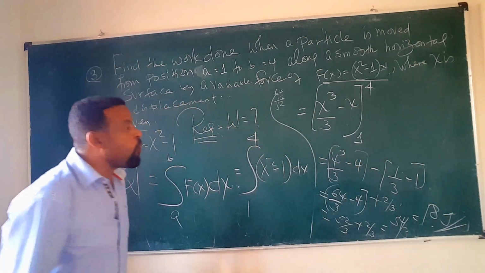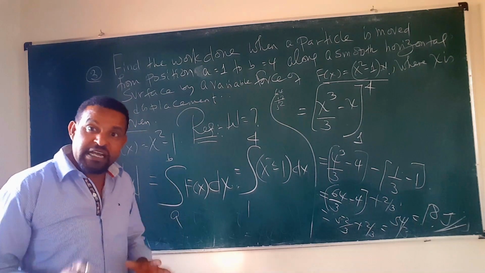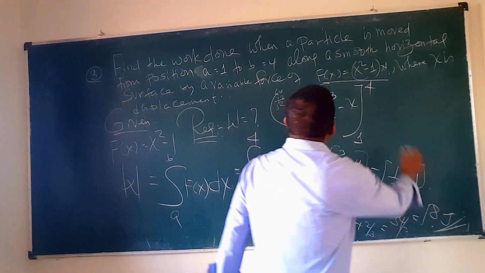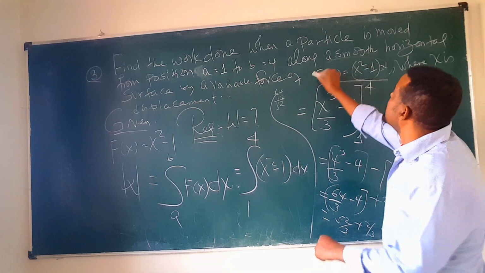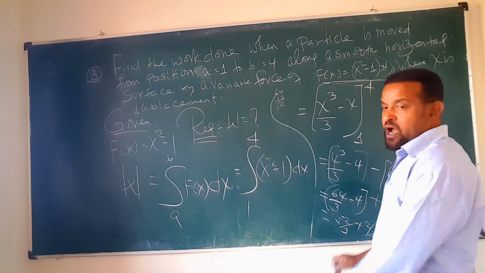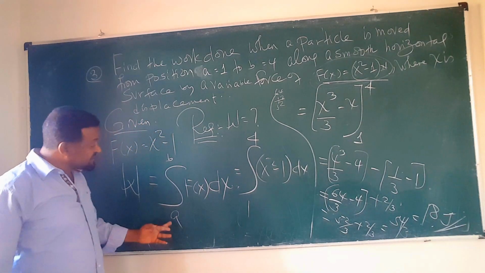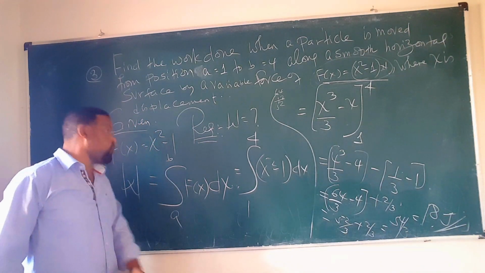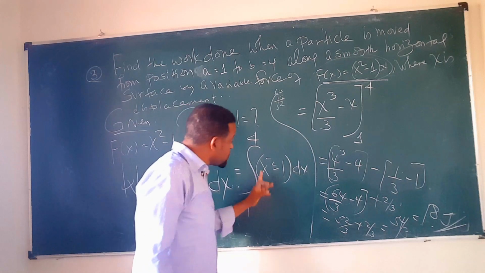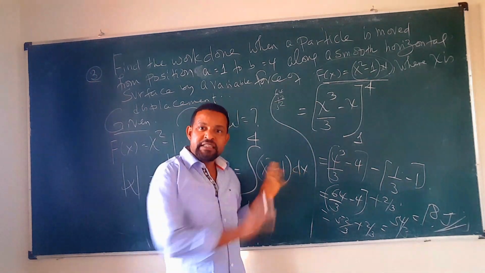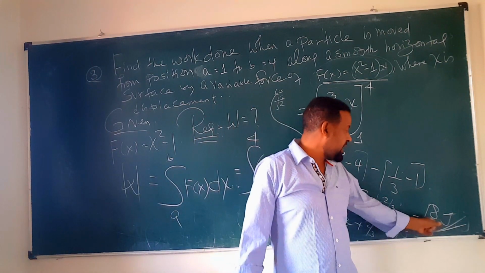So the work done by the variable force given by f of x equal to x squared minus 1, where the force is in Newton, can be calculated by the definite integral from 1 up to 4 of the given variable force x squared minus 1 dx. Then finally you can get 18 joule.